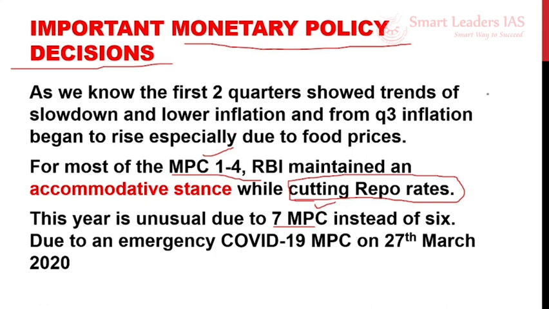So because inflation was rising, especially on account of food inflation, the government was not in a position, the RBI was not in a position to bring down repo rates. So it maintained status quo. The status quo maintained, so they did not cut the rate, which says there is a possibility of inflation coming, but the government, the economy is in need of money.